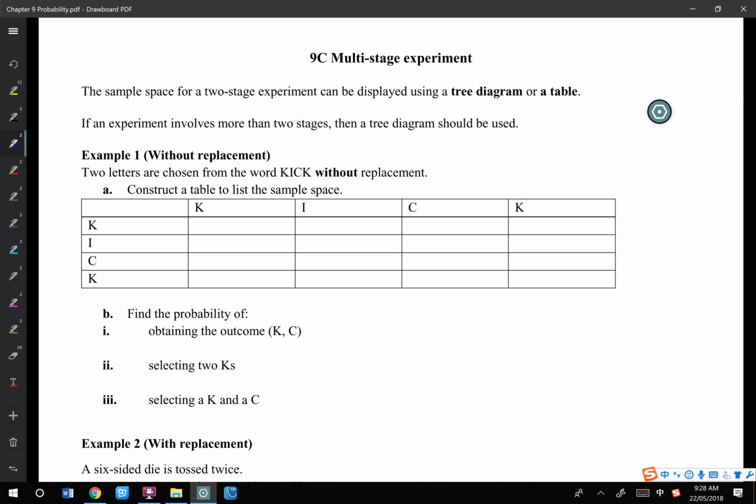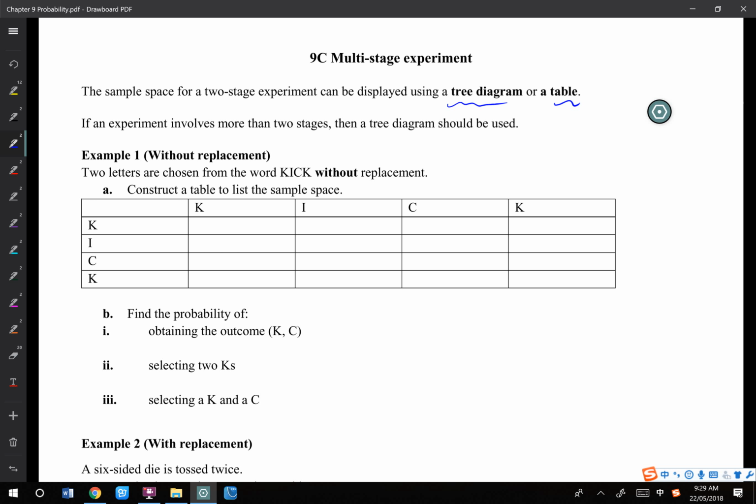So we have two things we will go through today. The first thing is the table, okay? I think we have seen this table before. So there's a table and also tree diagram. Okay, table or tree diagram. That's the technique we use to go through multiple stage experiments.